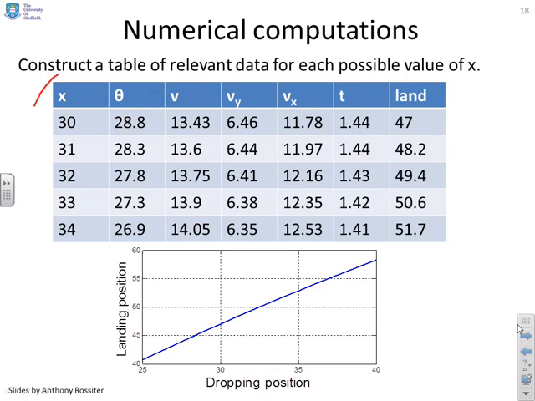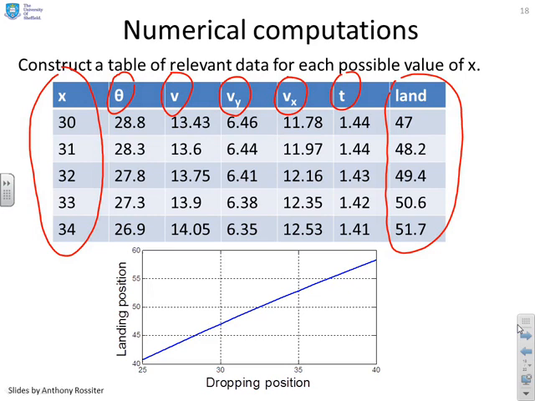You'll see I've started with a column x, and I said, right, you assume that the dropping position is x. From that, I can work out theta and v. Once I've got theta and v, I can work out vy and vx, and then I can work out t, and then finally I can work out the landing position. And plot all those numbers down, and then you'll see I've plotted dropping position x against the landing position. So for example, if you drop them after 30 meters, then where they land is somewhere around 47 meters. So it's very easy to create this graph.